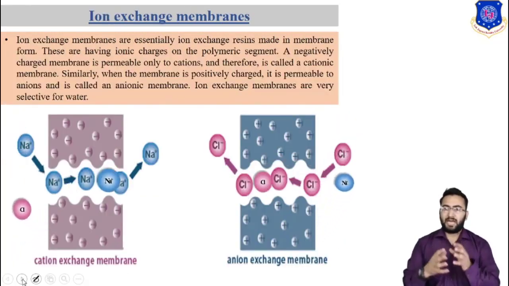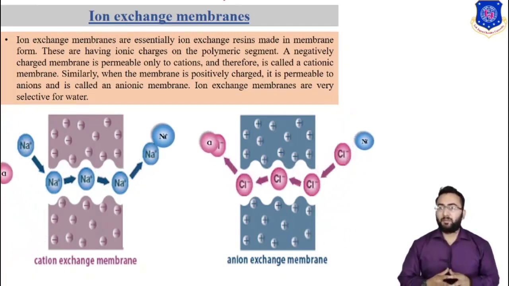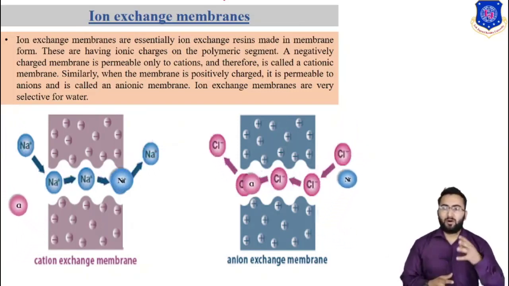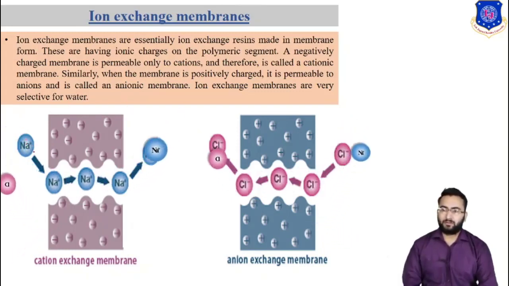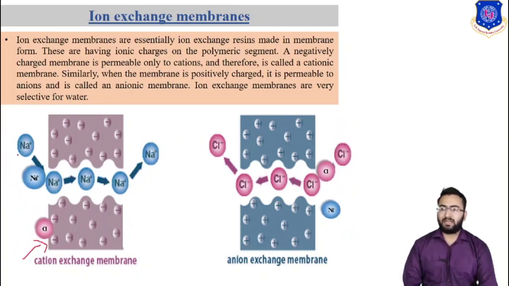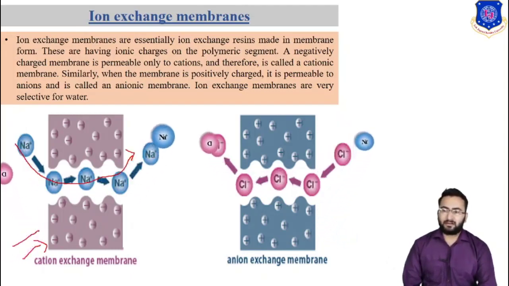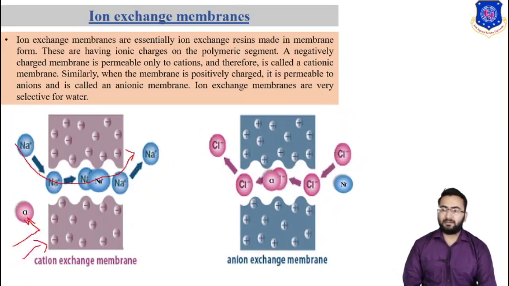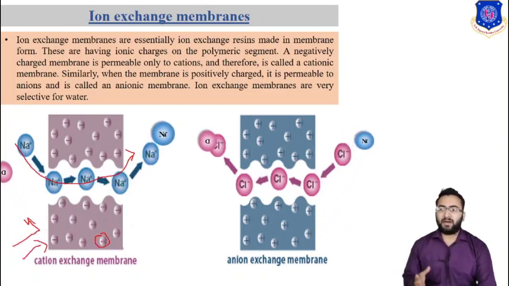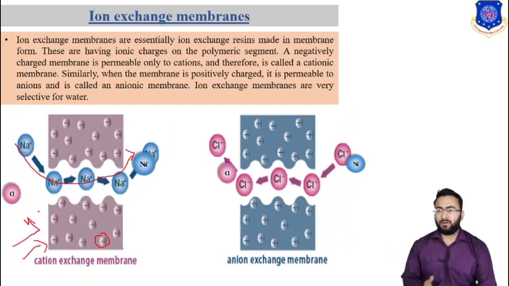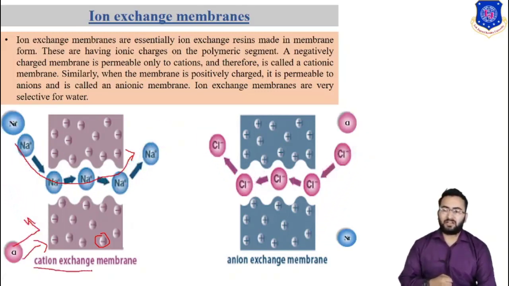Now let us discuss ion exchange membrane material. Ion exchange membranes are essentially ion exchange resin made in membrane form. These have ionic charge on the polymeric segment. A negatively charged membrane is permeable only to cations. So this one is a cation exchange membrane that can only pass the cation or positively charged ion, and it rejects a negatively charged ion such as Cl minus. So a cation exchange membrane has a negative charge, so it can only pass the positive ions, which means cations, and reject the negative ions. That's why this type of membrane is known as a cation exchange membrane.